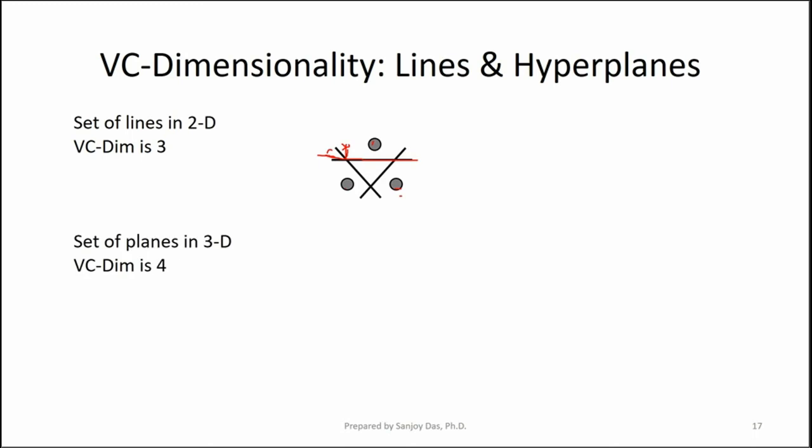The VC dimension of a set of planes in 3 dimensions is, you can reason, 4. And for the set of hyperplanes in n dimensions, the VC dimension is n plus 1. This is a generalization of the line and the planes. So in 2 dimensions, the VC dimension is 3. In 3 dimensions, the VC dimension is 4. In n dimensions, the VC dimension is n plus 1.